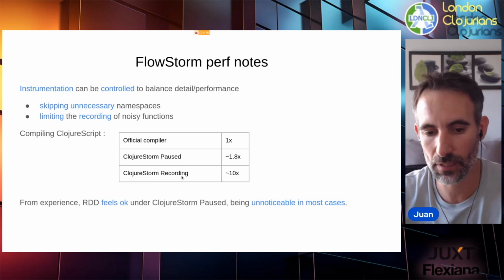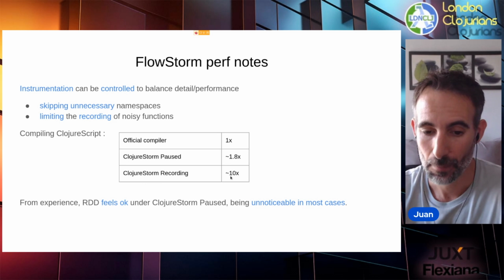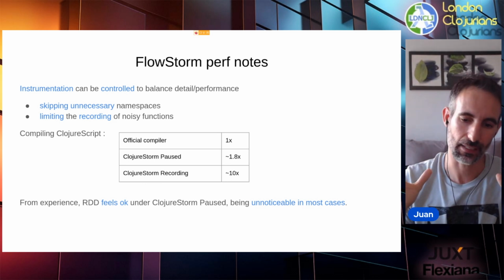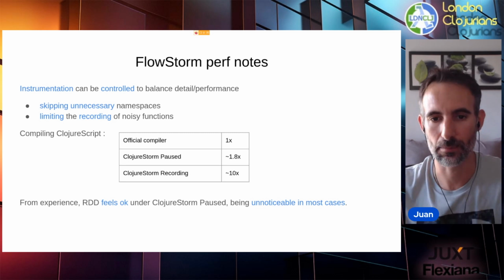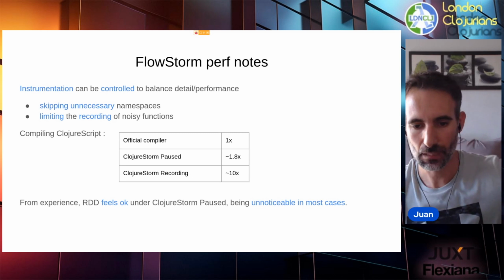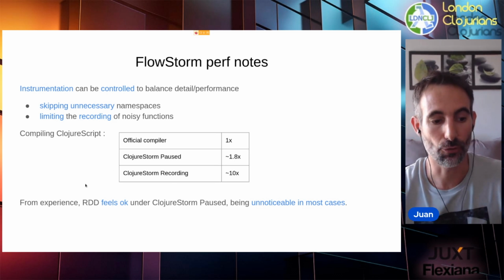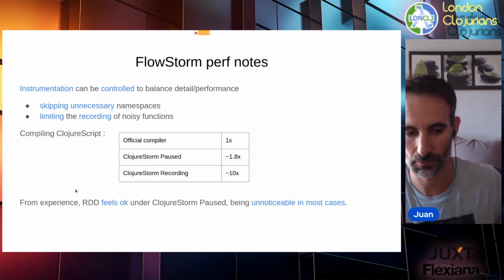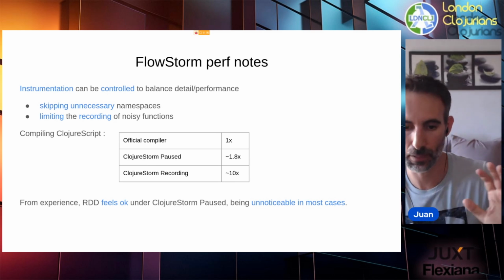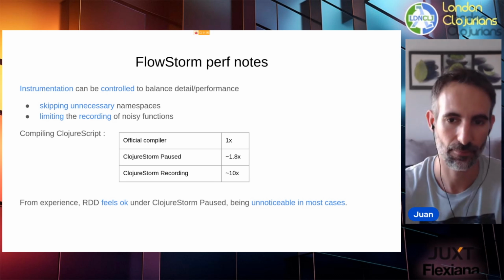And while you are recording, then yes, it goes to 10x, which is an order of magnitude, but that only happens when you are recording something, and you are probably going to spend much more time analyzing the recordings than the time it takes to execute. So from experience of REPL-driven development, it feels completely okay under ClojureStorm if you're not recording anything. In most cases it's unnoticeable.